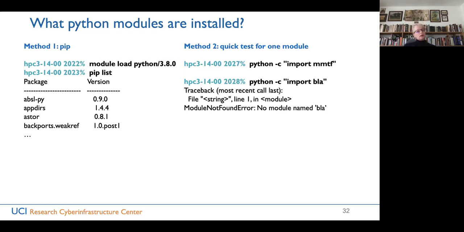You can do a quick test for just one module. Again, you need to know what the name of the module is. If the command is successful, it will print nothing. But in the last example, I am asking to import some module that does not exist, and I will get a traceback error. And that's a very quick test of telling me whether this module is available or not.